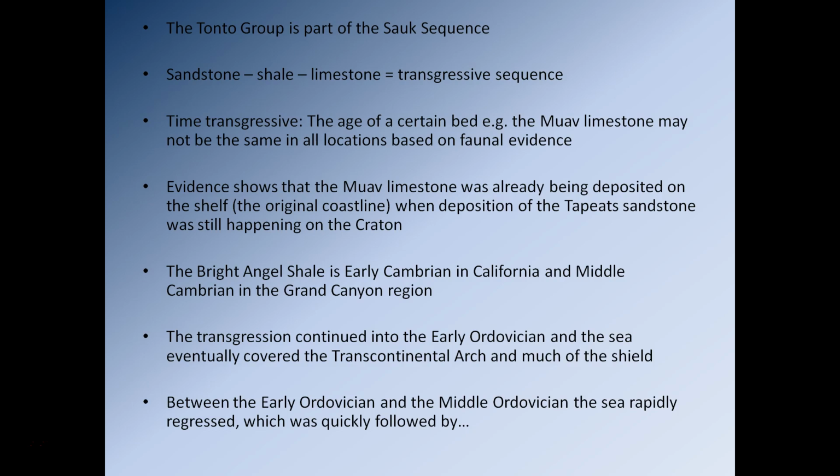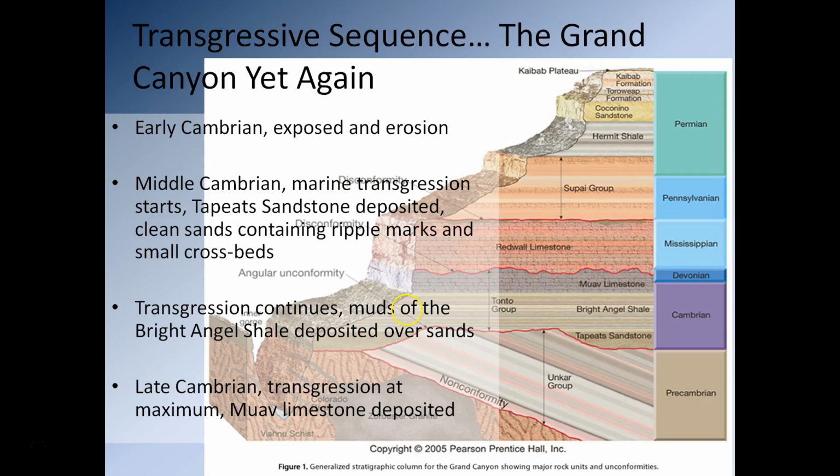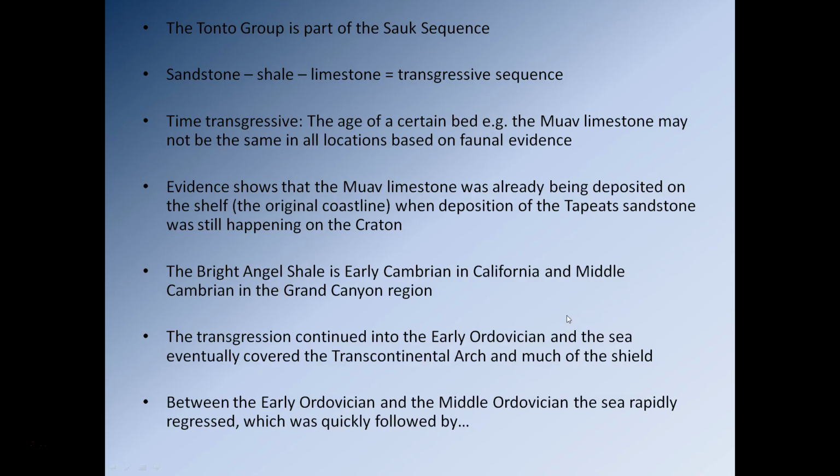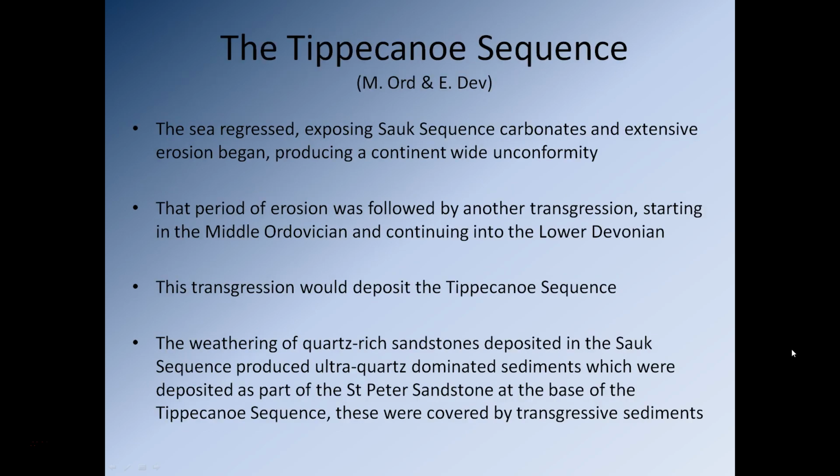The transgression continued into the early Ordovician, and the sea eventually covered the Transcontinental Arch and much of the shield. By the early Ordovician, you can see that a significant portion of North America is underwater, especially the United States, which is nearly completely underwater at this point. Between the early Ordovician and the middle Ordovician, we see a marine regression taking place. There's a very rapid retreat, which leaves Laurentia exposed. This exposure doesn't last very long.